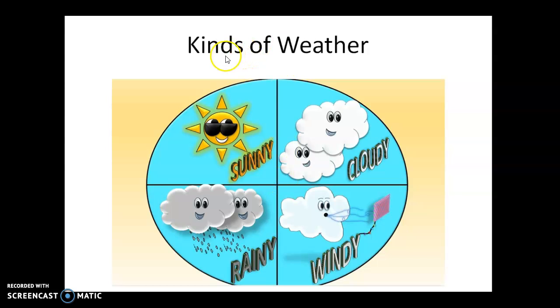Okay, here we have some kinds of weather. We have sunny, and if you see the picture, it's hot. Cloudy. You see, there are some clouds. Excellent. Rainy. You see the clouds? And it's raining. Excellent. And in windy, if you see the cloud is doing something like this.